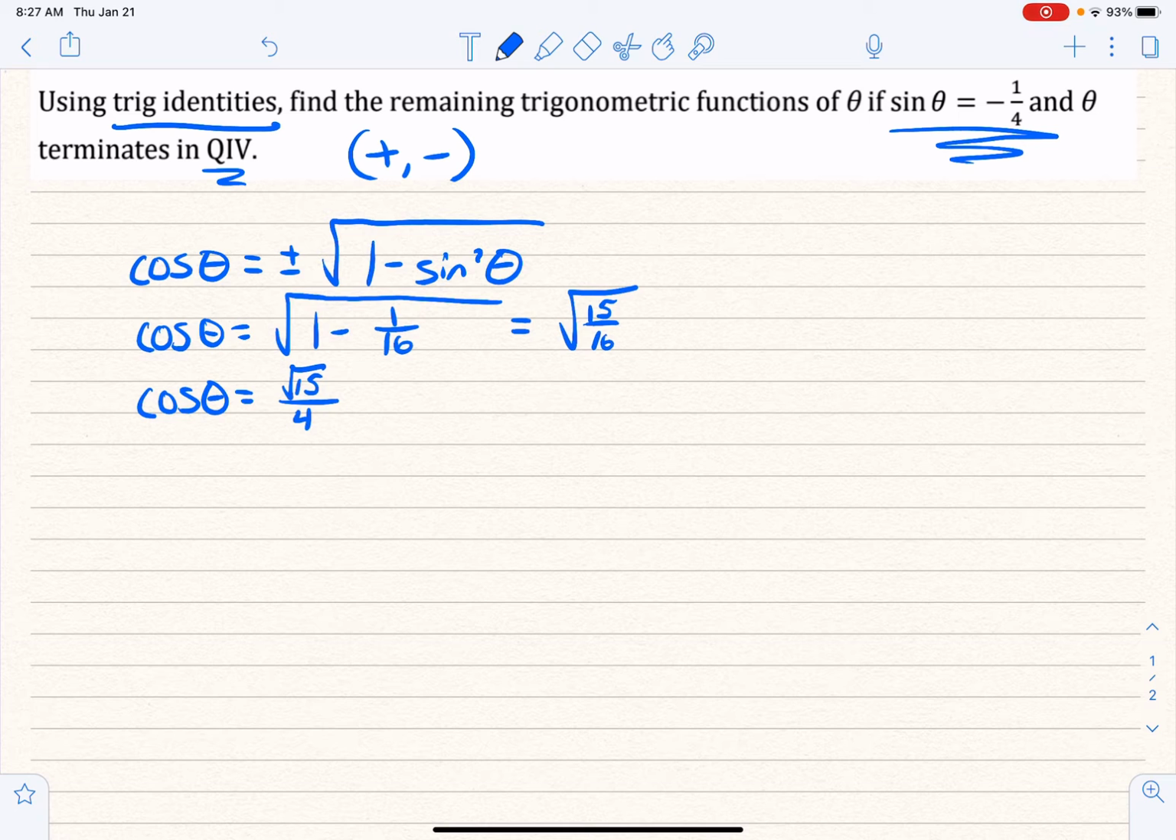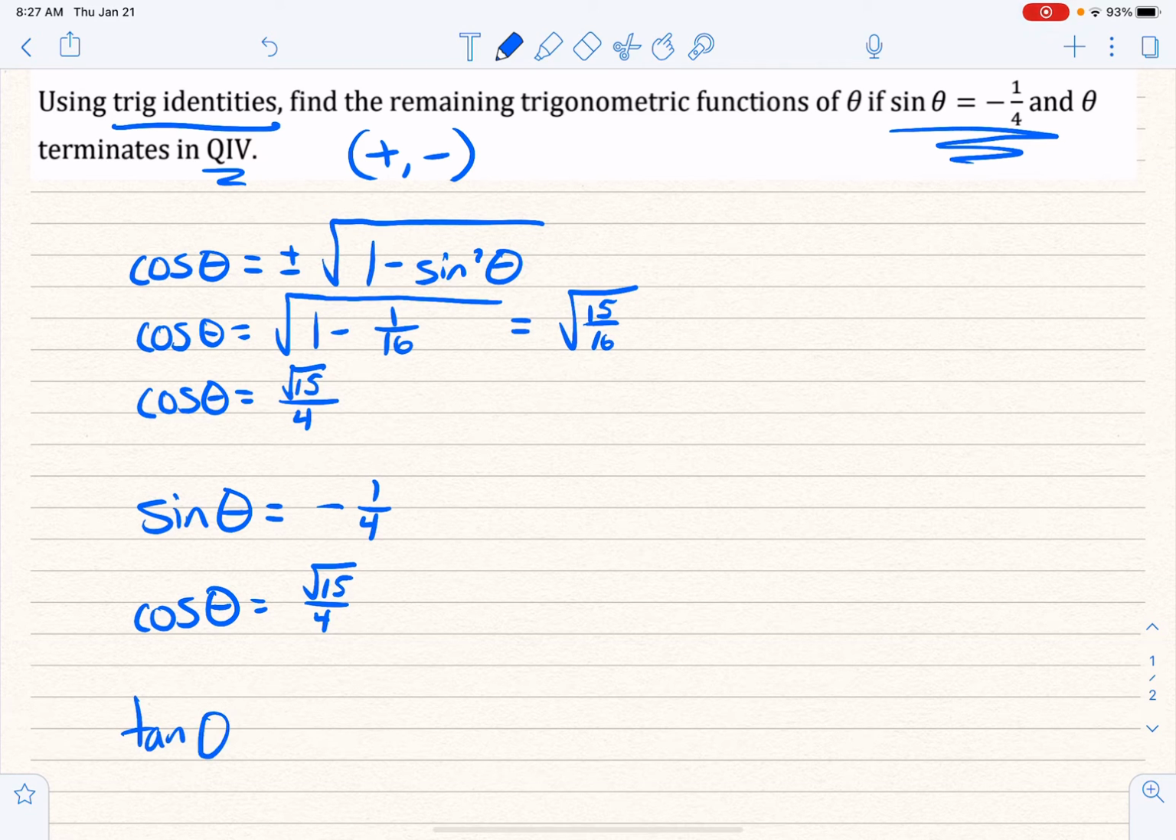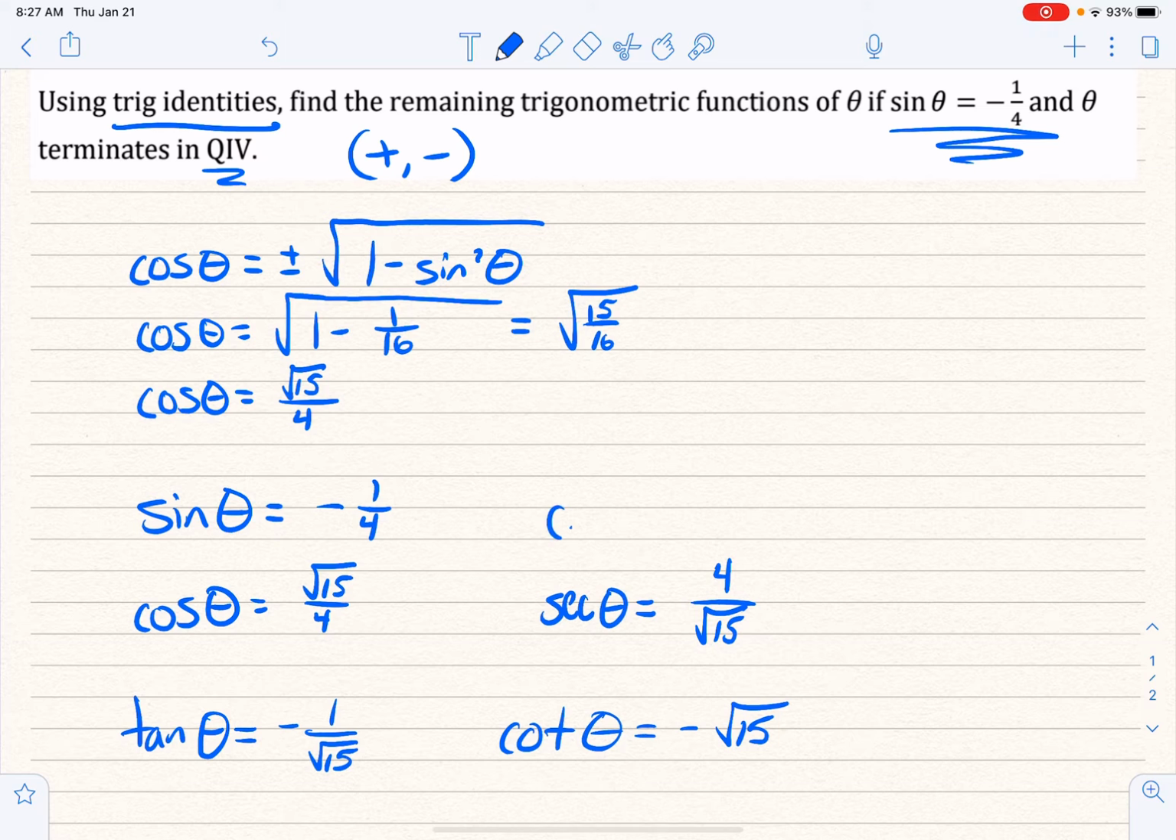And it is positive. From that point, we should be able to get just about all of them. Sine theta, we were given from the very beginning, is -1/4. Cosine theta is square root of 15 over 4. Tangent theta is always sine theta over cosine theta. So I go, well, that's got to be -1 over square root of 15. Cotangent theta, I flip that and get negative square root of 15. Secant theta, I flip cosine theta and say 4 over square root of 15. And cosecant theta, I flip sine theta and I get -4. Hopefully that's exactly what you had.